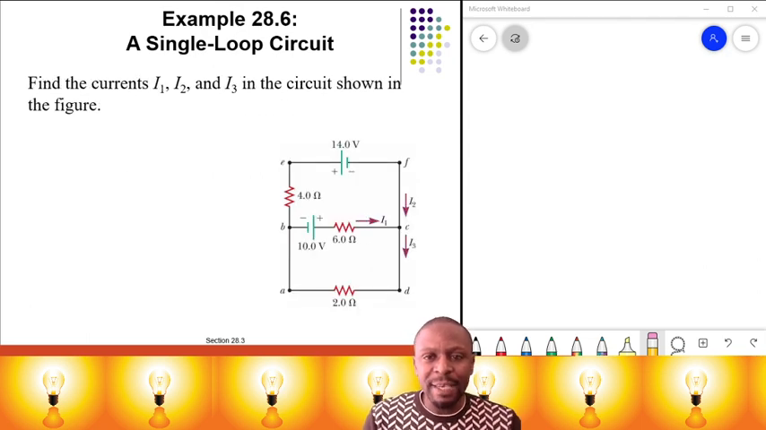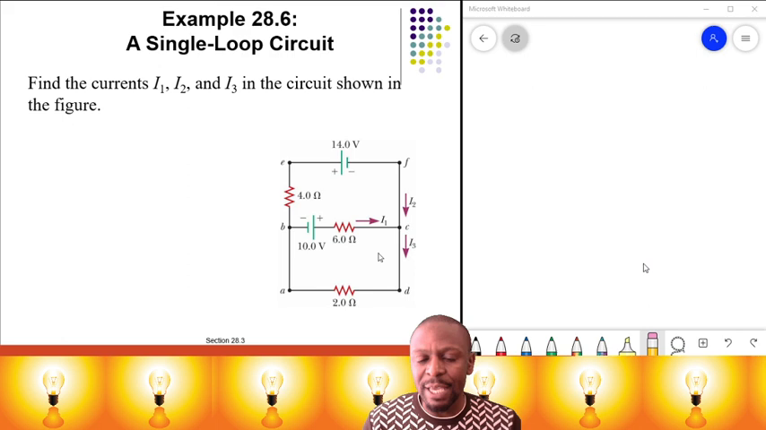Right. Now, this is another example where you have two loops. For example, I can be moving from A to A in that loop, and then I can be moving from B to B on the other loop. Now, this is the second example. Find the currents I1, I2, and I3 in the circuit shown in the figure.